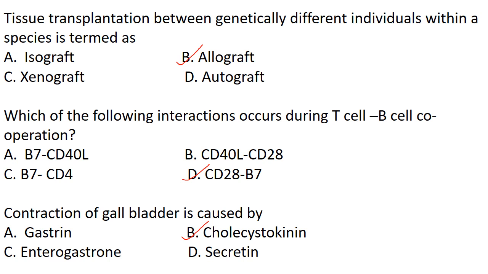What is xenograft? The graft of tissue taken from a donor of one species and grafted to the recipient of another species. Two different species are involved in xenograft. So that is option C. Then autograft. Autograft is graft or transplant from one body part to another of the same individual. That is called as autograft.